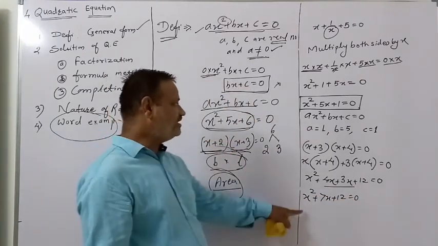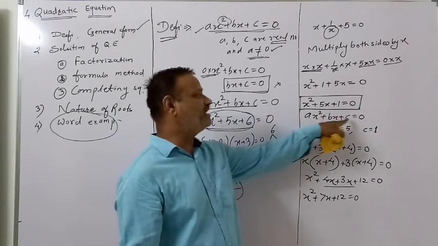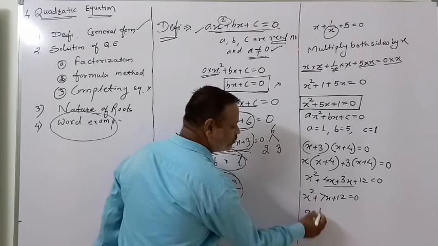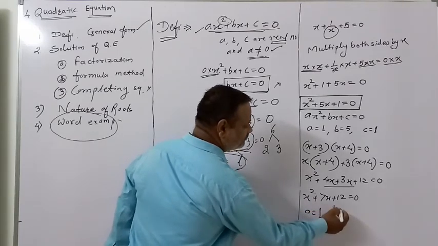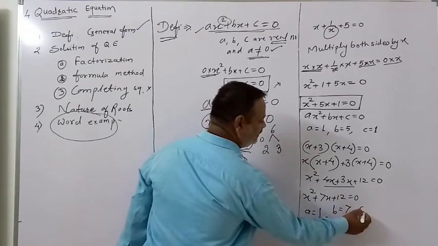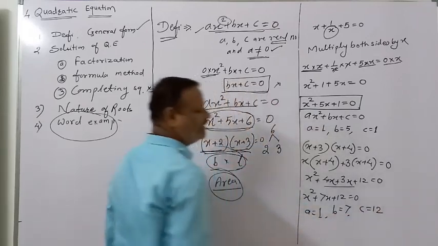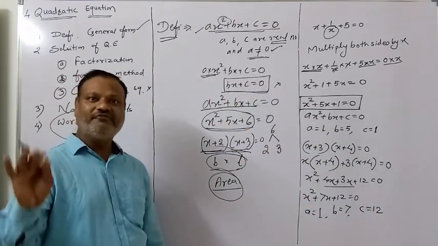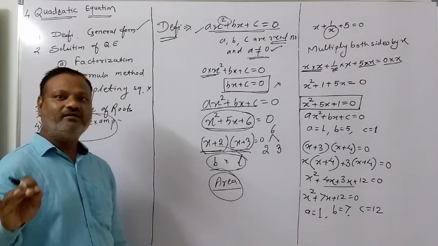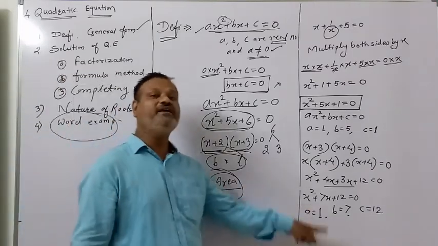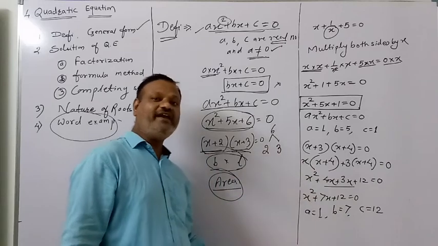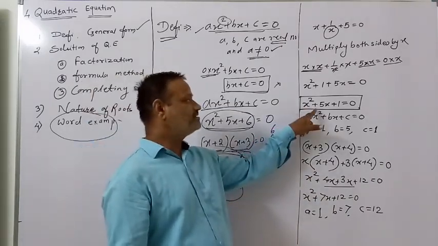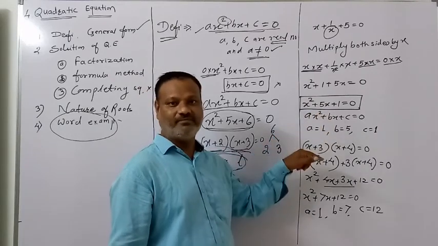Now the same equation is of the form ax square plus bx plus c is equal to 0. That is a is equal to 1. Here b is equal to 7 and c is equal to what? 12. Understood? So in this way we can find the values of a, b and c, and every equation is considered by using the standard form or general form. Okay?